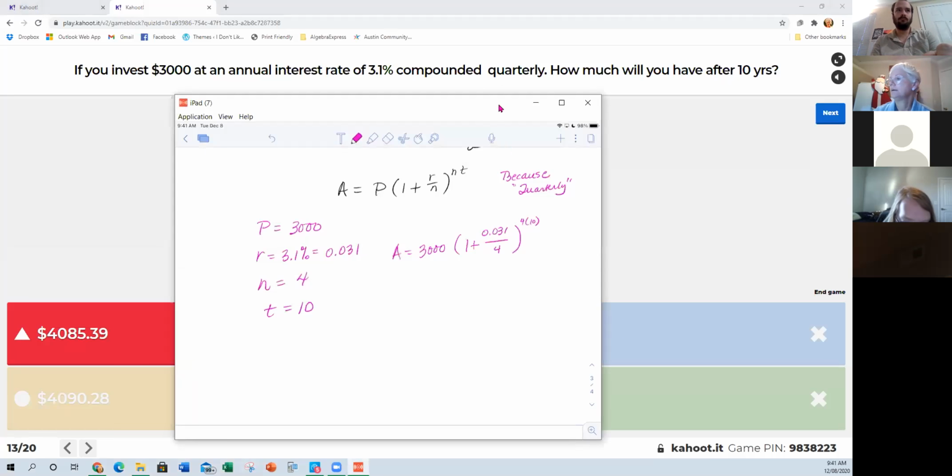And then I usually like to define all the variables first. So the initial investment, which is the principal, is 3,000. Interest rate, make sure you change that to a decimal, is 0.031. The number of times it's being compounded is 4, and the t in yours is 10. So this is what your equation should look like. If you got the equation correct and still got the wrong answer, that's because you don't know how to use your calculator. So make sure that you do.